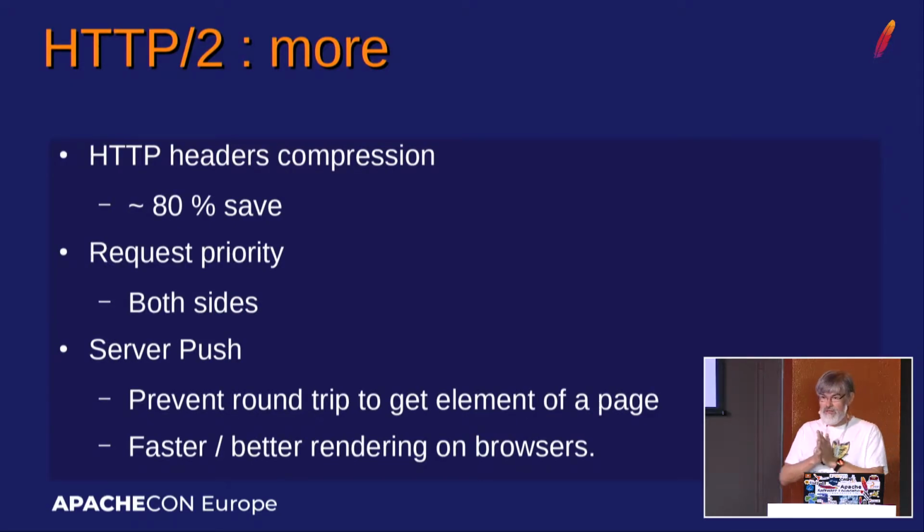So the header compression is going to save something like 80% of what you need in the header. It's especially interesting when you have a request that has several small requests with small answers, because basically you're going to get there. You can handle priorities on both sides. The browser can tell, I want to get this first, and the server can tell, I want this first.